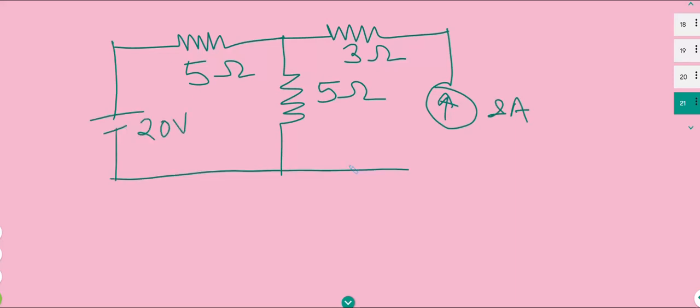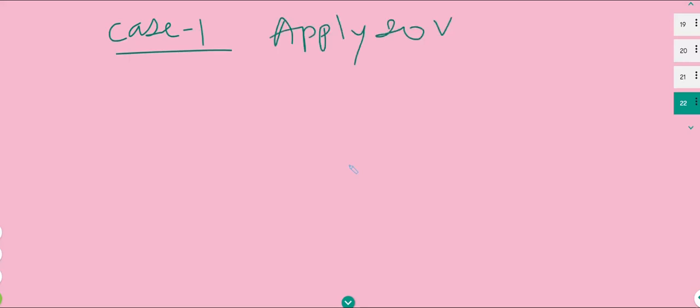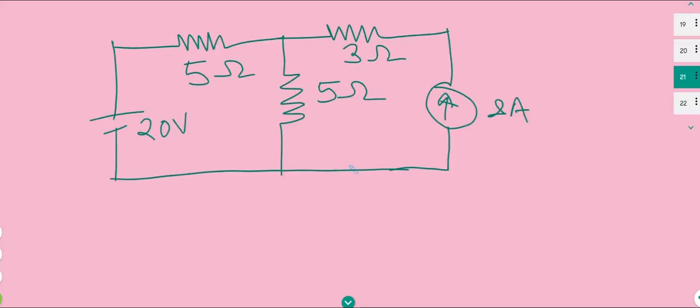Okay, this type of circuit you have, and you want to find the current through each resistor using the superposition theorem. So one by one, you have to apply each energy source. Case 1: apply 20 volt, and replace all other energy sources with their internal resistance. Here we have a 2 ampere current source, and the internal resistance of a current source is infinite. So that circuit will be open.